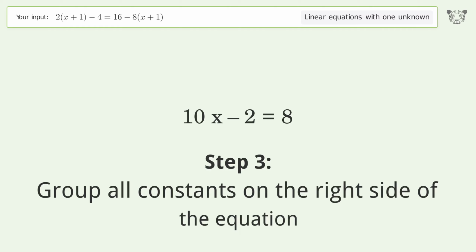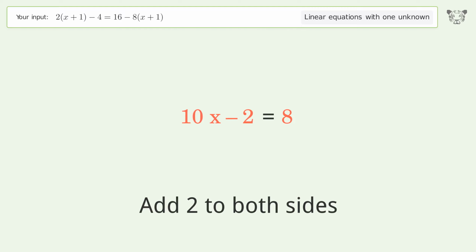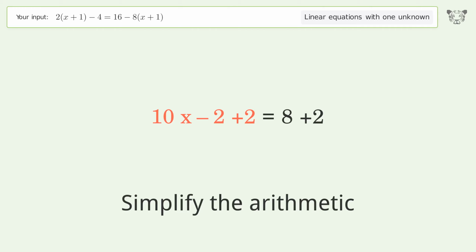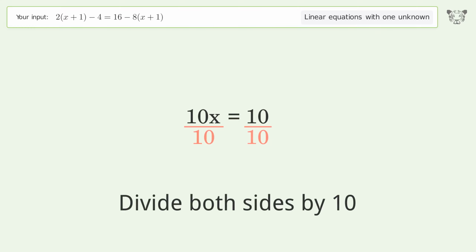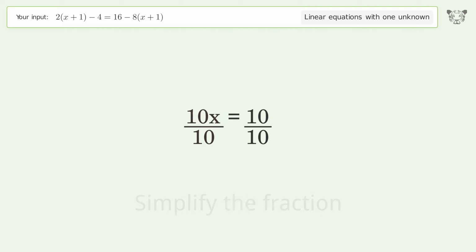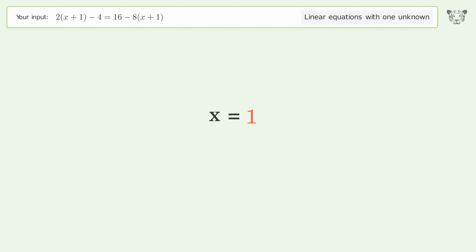Group all constants on the right side of the equation. Add 2 to both sides. Simplify the arithmetic. Isolate the x. Divide both sides by 10. Simplify the fraction. And so the final result is x equals 1.